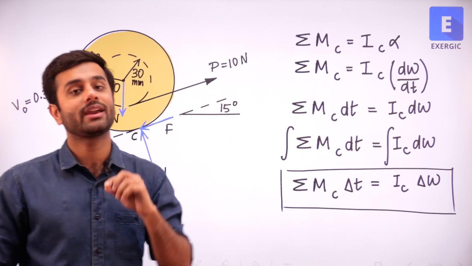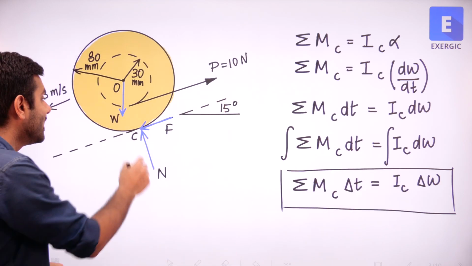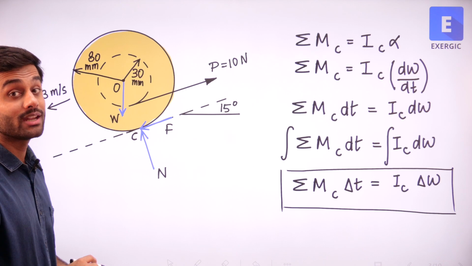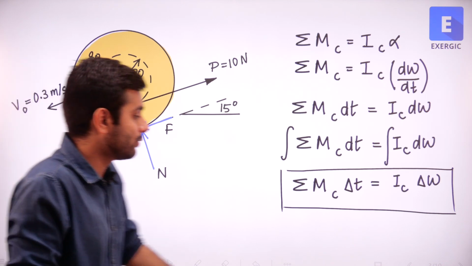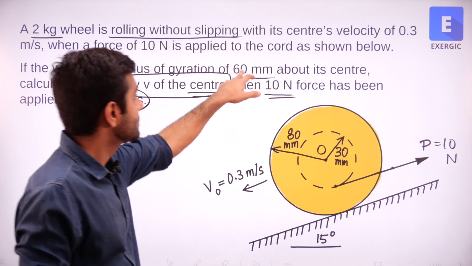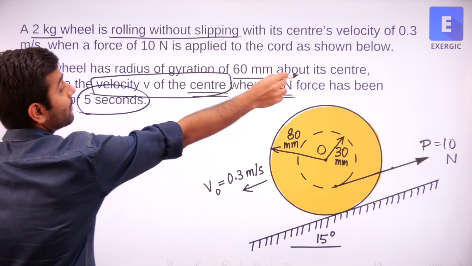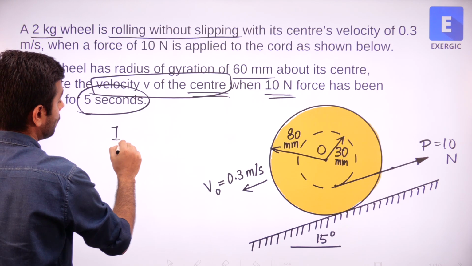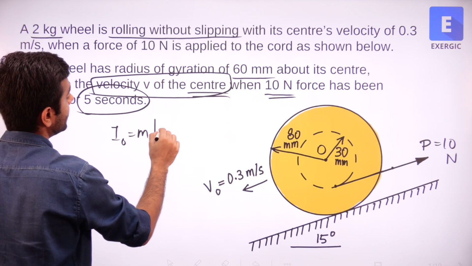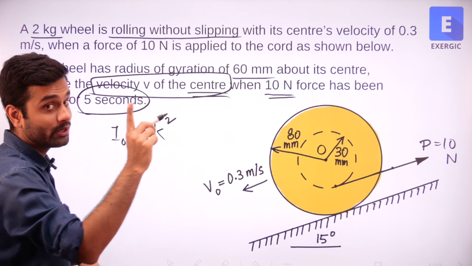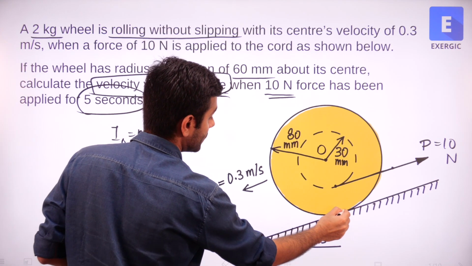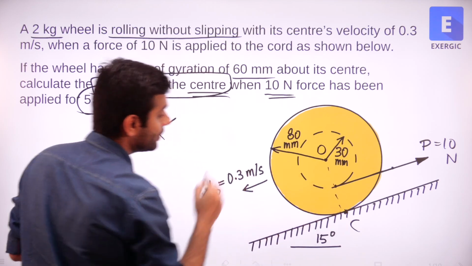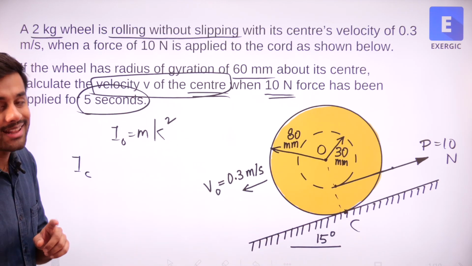IC we need to find out. IC is mass moment of inertia about point C. How can we find it out? Because for this case, radius of gyration has been given to us. Radius of gyration is 60 mm. So this is about its center, about O. So about O we know that it is mk square. If we need to find out the I about this point C, what concept can we use? We can use parallel axis theorem.